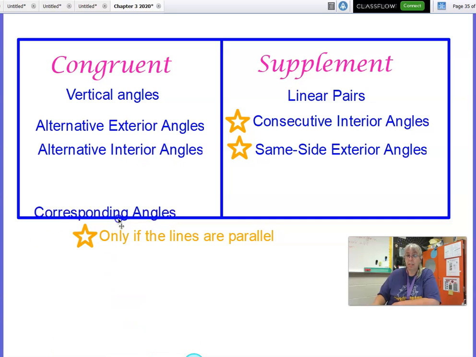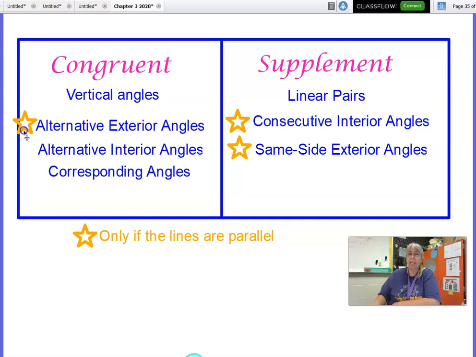But once again, let's put stars next to them because these are only congruent if I know the lines are parallel. Okay? And then we're actually going to use these next week when we have class to write equations and find the missing piece. Okay? Now that you've got this written down, let's look at right above that chart on page 32.